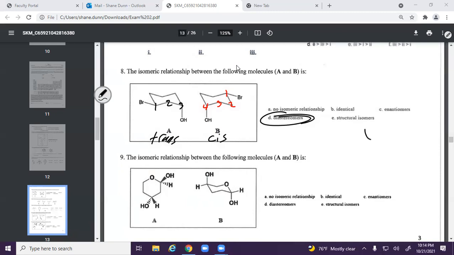But the key says E, but I would say D. I would argue D. I would fight them.